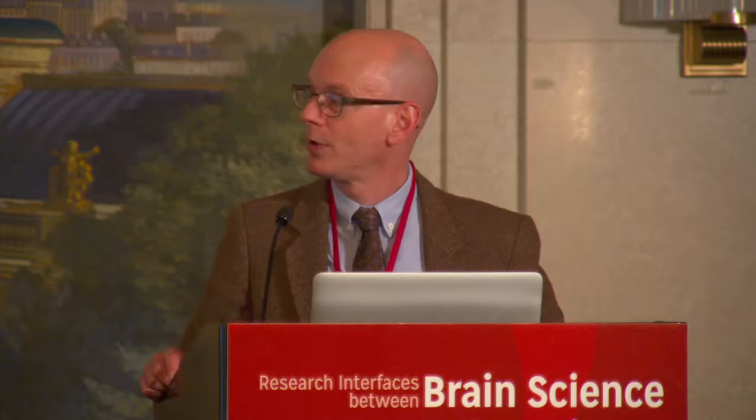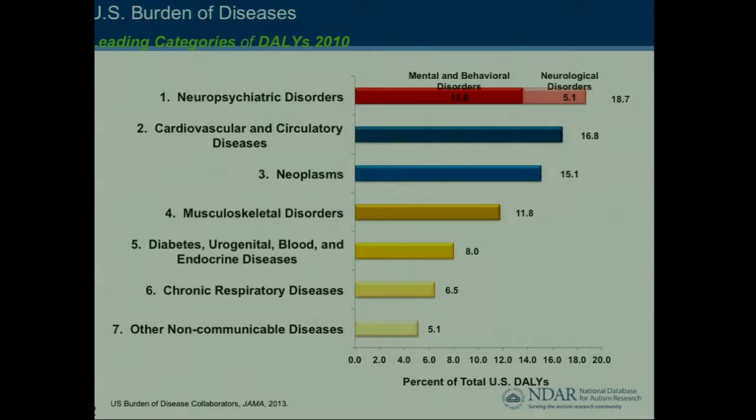We're trying to do something that's relatively difficult. I think this is the first talk through the whole meeting that's going to talk a little bit about disease, right? I come from the National Institute of Mental Health. And when you look at the burden due to a variety of diseases, DALYs or disability-adjusted life years, you see that mental and behavioral disorders are a very large number. This is in the US to 2010, right?